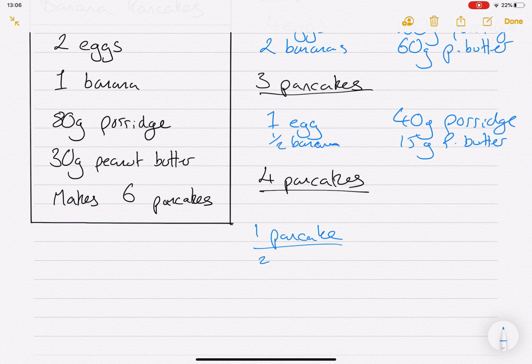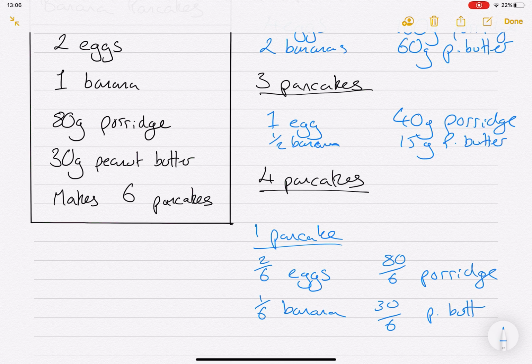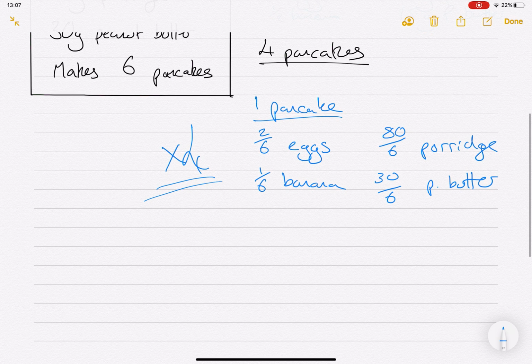So we need 2 divided by 6 eggs. There's nothing wrong with writing this as fractions. We need 1/6 of a banana. We would need 80 over 6 grams of porridge. And we would need 30 over 6 grams of peanut butter. So that's going to make us 1 pancake. For us to now find the amounts we need for 4 pancakes, we just multiply each of these values by 4, and that will then give us the recipe for 4 pancakes.